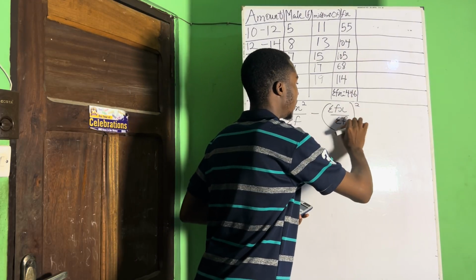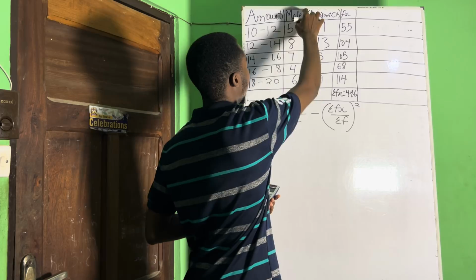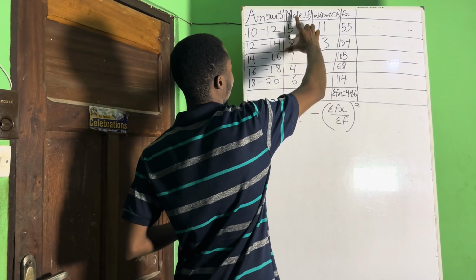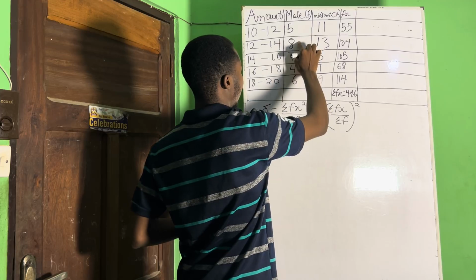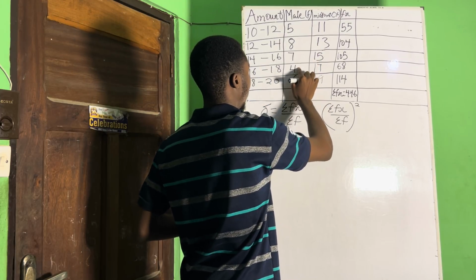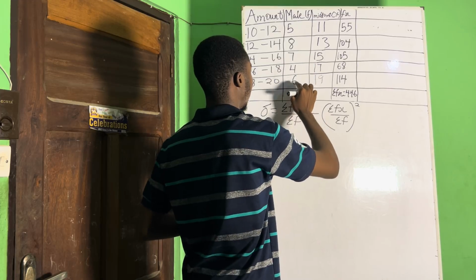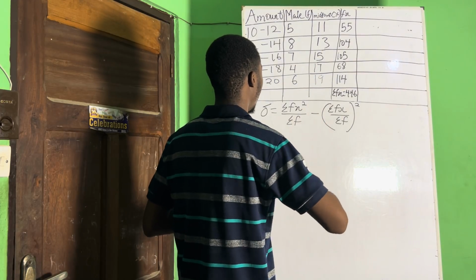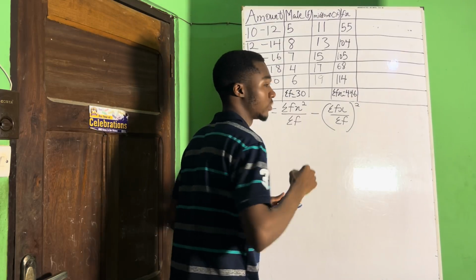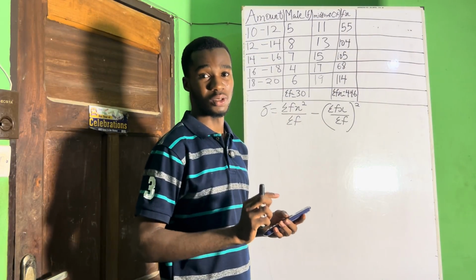Now it is over sigma f. Where is our f? This is f, so the summation of this one. So we add all these ones too. So 5 plus 8 is 13. 13 plus 7 is 20. 20 plus 4 is 24. And 24 plus 6 is 30. So our sigma f is equal to 30. So you have to watch the formula to see what you need.